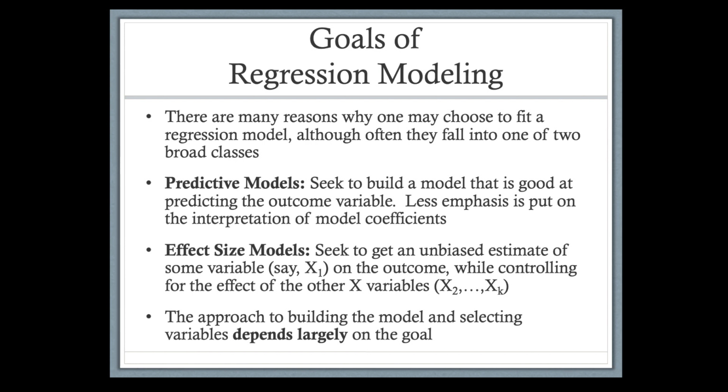Using that second example, the body fat percentage, we might want to estimate something like if someone exercises for 30 minutes a day, 2 times a week, what effect does that have on their body fat percentage? Does it decrease it? And if so, by how much? And then we might need to think of what are potential confounding variables and adjust for those. The approach to building a model and selecting variables that should go in it really depends on, are we trying to predict the outcome, or are we trying to estimate the effect that some variable has on the outcome?